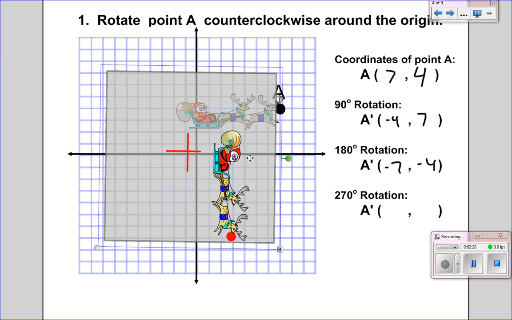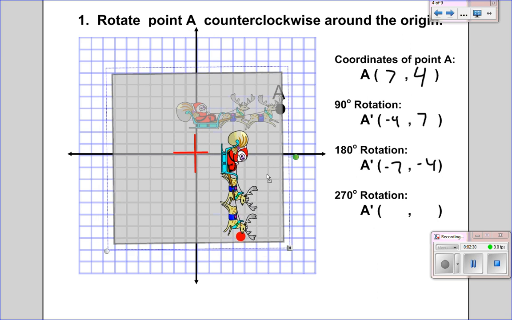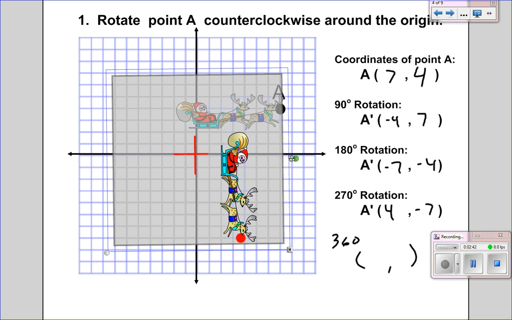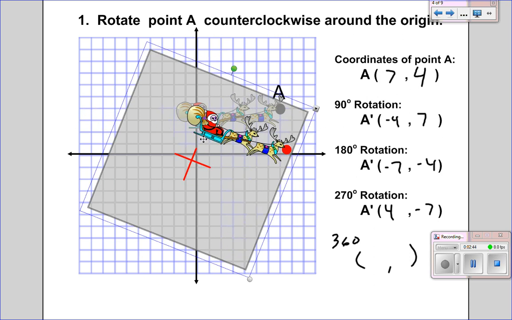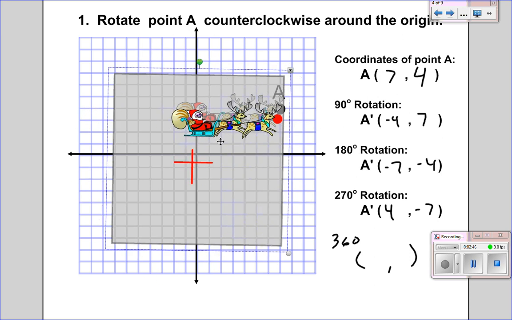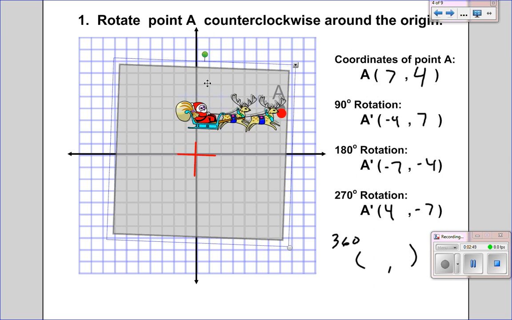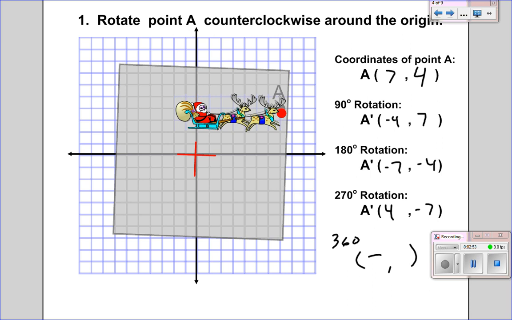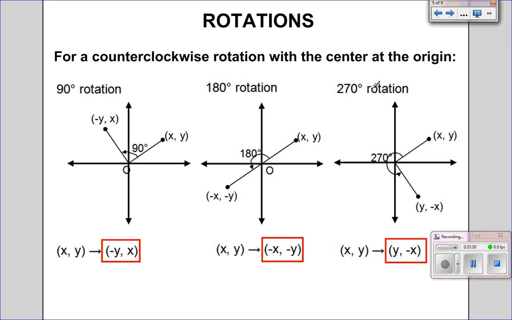And one more rotation to do another 270 puts me at, if you look here, (4, -7). Well, for fun, let's do 360 and see what happens. It ends up right back where it began. So when you do a 360-degree rotation, you end up back at (7, 4). So it looks like there's some pattern that rotations follow. Here's the pattern they follow.